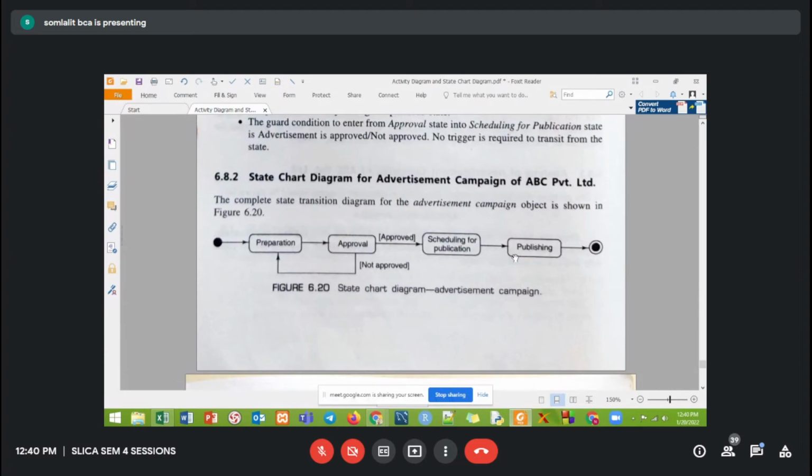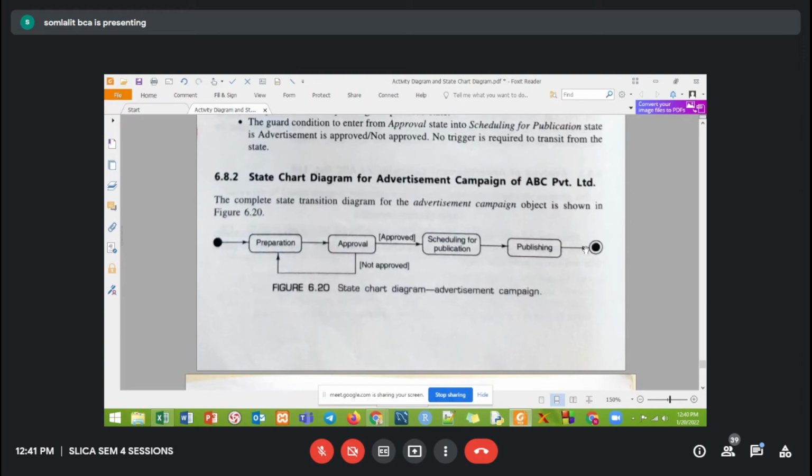So preparation is a state, approval is a state, scheduling is a state. Okay, in scheduling also it may be possible that there are no schedules available. So you can show a cyclic process over here. In scheduling, you can show a cyclic process. It is trying to schedule for plenty of days. And once it is finalized, you can go ahead for publishing, and that's the end of the advertisement campaign.